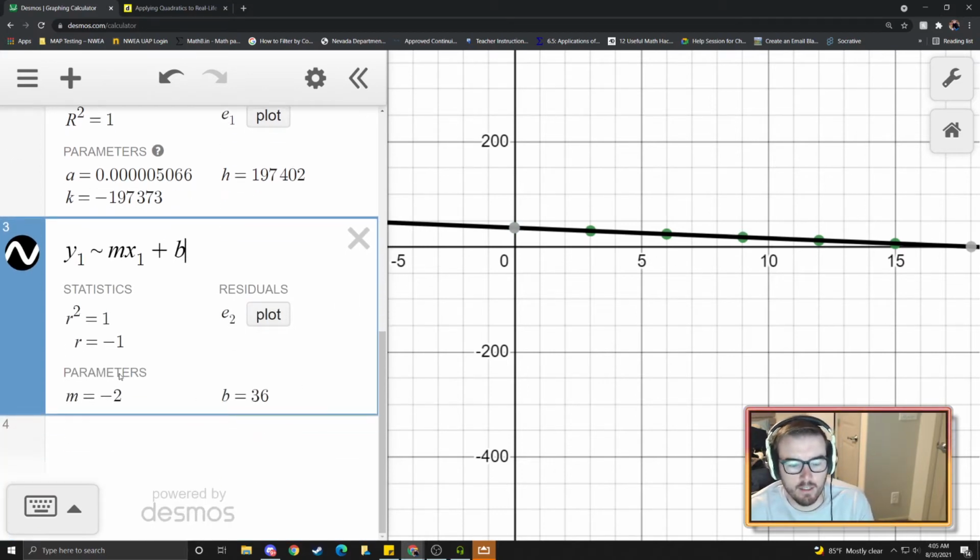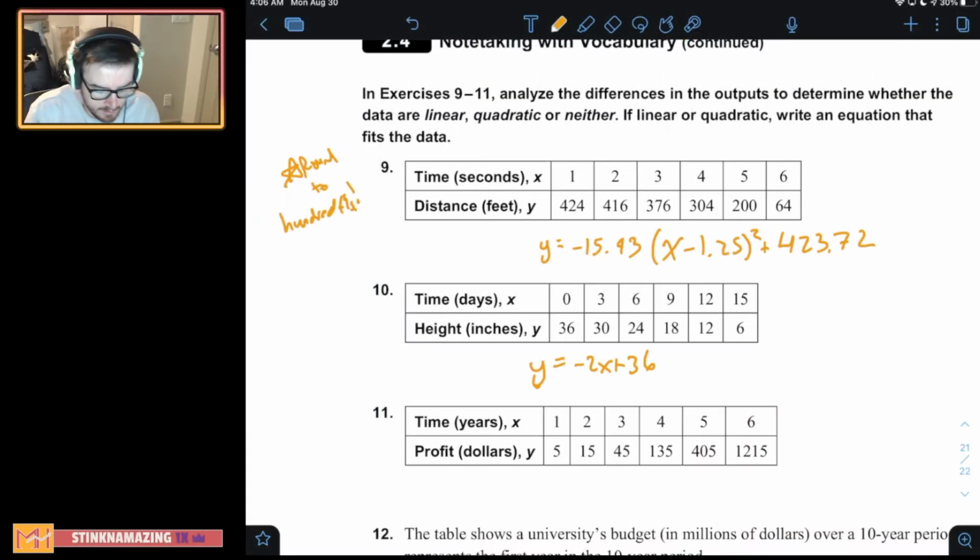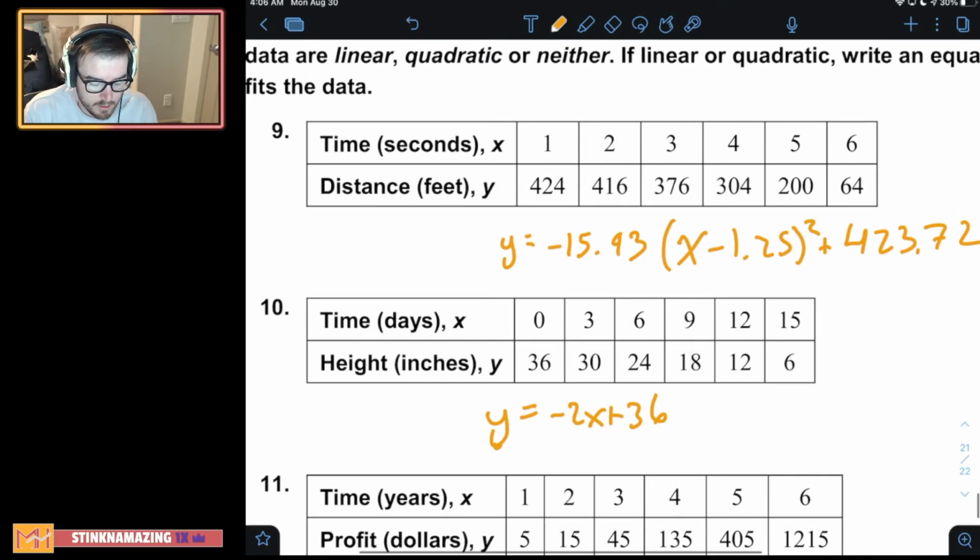So with that being said, the question asked, is it linear or quadratic? Number 9 was clearly quadratic the way the points were. Number 10 here, it's linear. So my equation that I'm going to write is y equals, this one's nice, negative 2x plus b, which is 36. So there's that equation.